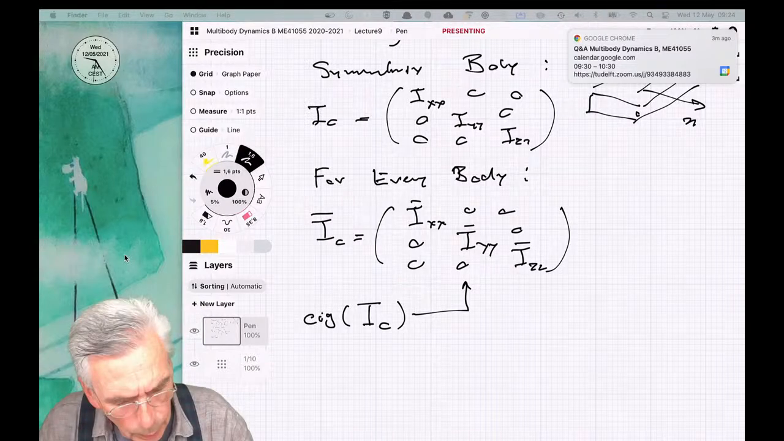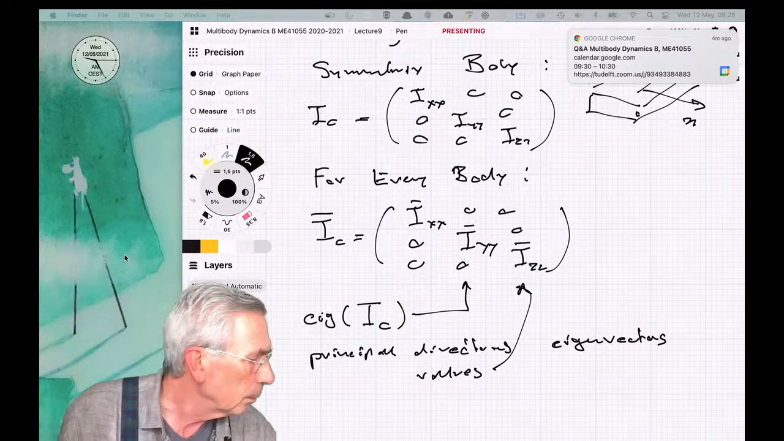We call these the principal directions. Those are the eigenvectors, and if we transform to that, we get the principal values. So you can always take any rigid body. Where do I have an irregular rigid body? Most rigid bodies are actually very irregular. That is a strange thing. Maybe that's how our life is, right?